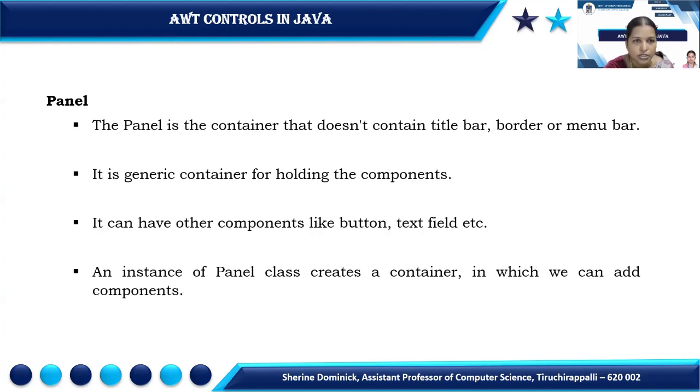Next is panel. The panel is a container that doesn't contain the title bar, border or menu. Again, here we don't have this title, border or menu. It's a generic container for holding components. So it's just a place where you can place the other components. It can have other components like buttons, text fields, etc. So an instance of the panel class creates a container in which we can add components. So using the instance only, we are going to access this also.